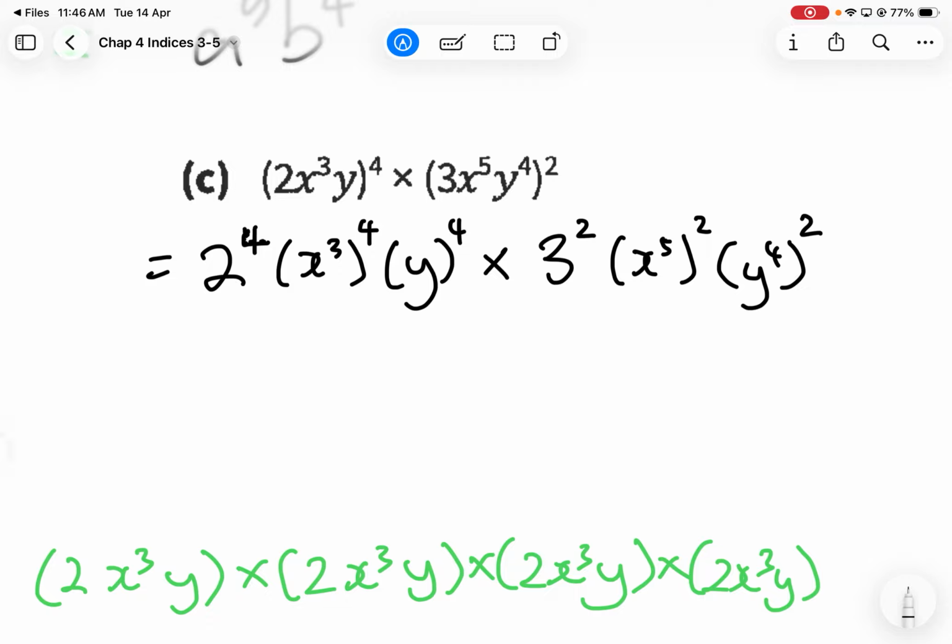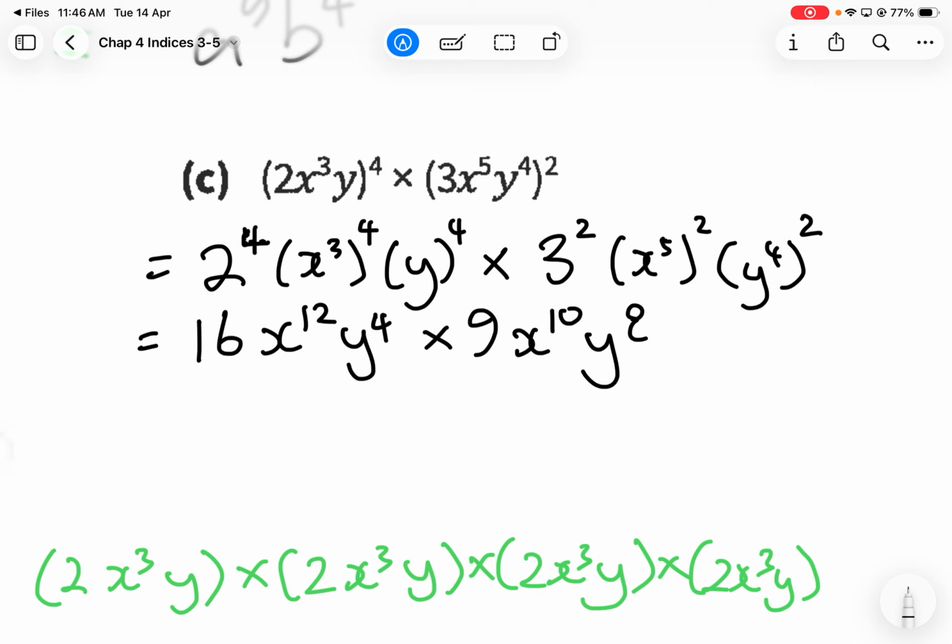Okay? Then 2 to the power of 4 is 16. Then I will have x power 12, y power 4, multiply 9, x power 10, y power 8. Because I multiply the power: 4 times 3, 12; 4; 2 times 5, 10; 2 times 4, 8.